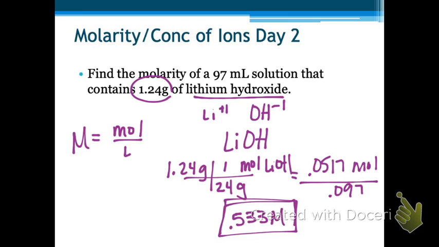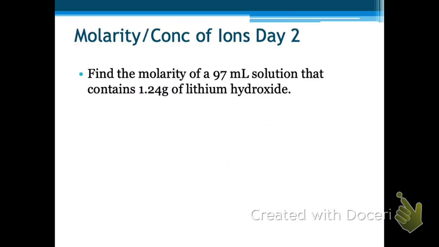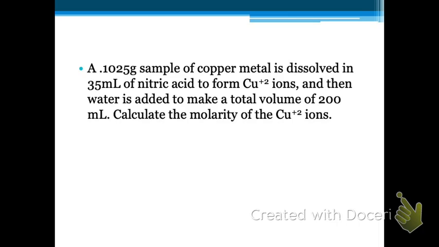All right, so I want to read through this first and let you digest just a second. So it says, a 0.1 gram sample of copper metal is dissolved in 35 milliliters of nitric acid to form copper ions. Right? So it's put into this solution so that it can dissolve and ionize. After that, water is added to make a total volume of 200 milliliters. Calculate the molarity of just the copper ions. Okay, of just copper ions.